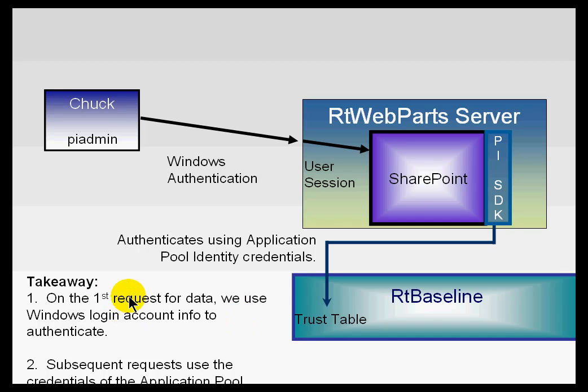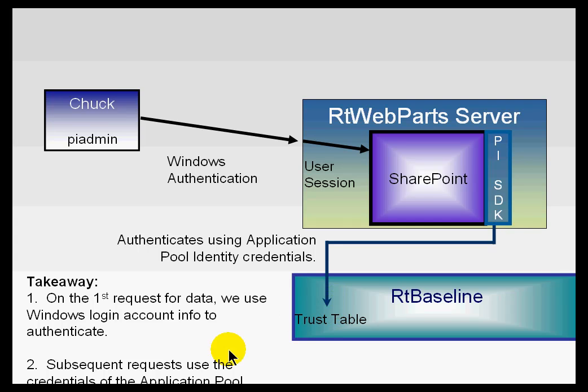On that first request, we use the Windows login account to authenticate, and from that point forward, you get whatever privileges the user you've mapped to has. So in this case, it would be Pi admin. That's no problem. Pi admin has access to everything. But in the scenario we're describing here, you would want to map this incoming Windows user to a Pi user who has read access just to those specific tags that you're interested in.